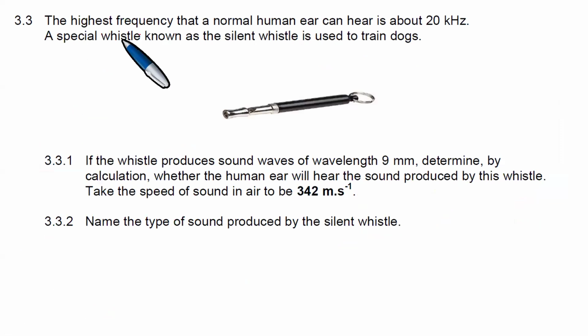Let's move to the next one. The highest frequency that a normal human ear can hear is about 20 kilohertz. A special whistle known as the silent whistle is used to train dogs. If the whistle produces sound waves of wavelength 9 millimeters, determine by calculation whether the human ear will hear the sound produced by this whistle. Take the speed of sound in air to be 342 meters per second.